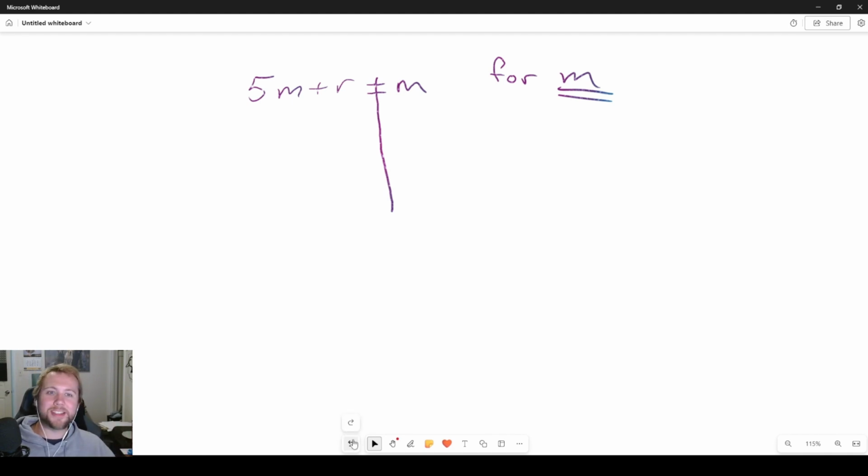So first step is to get all the variables to the same side. So I'm going to subtract 5m on both sides. Now you can subtract m on both sides, but then you're going to get a 0 over there and you guys are going to get confused. So let's not do that, and let's just get m, which is a 1m, minus 5m is a negative 4m.